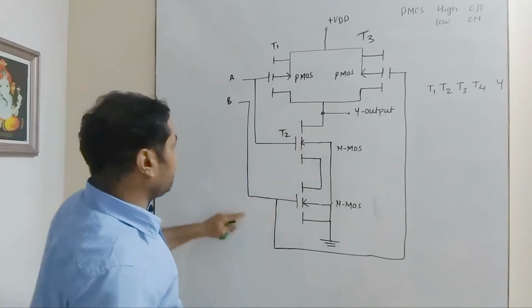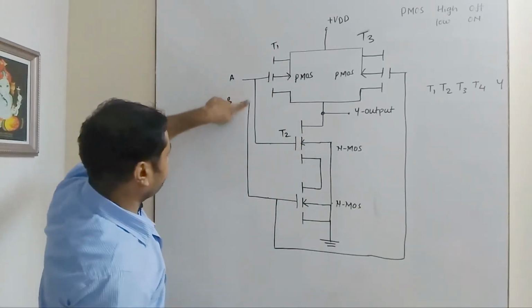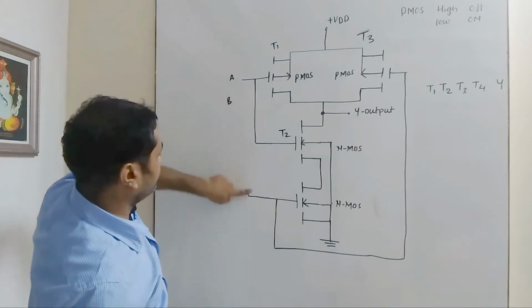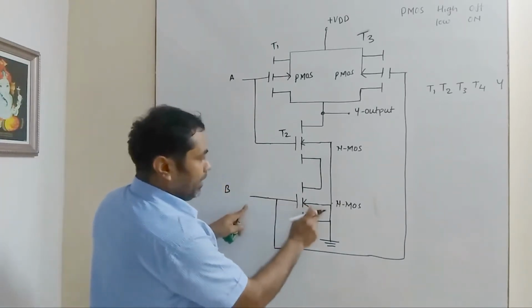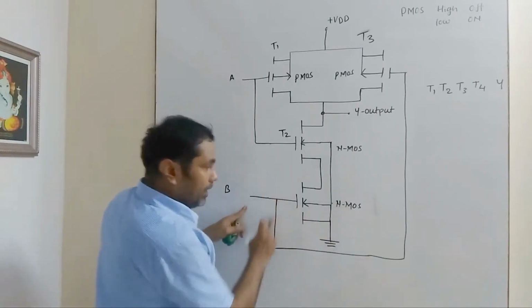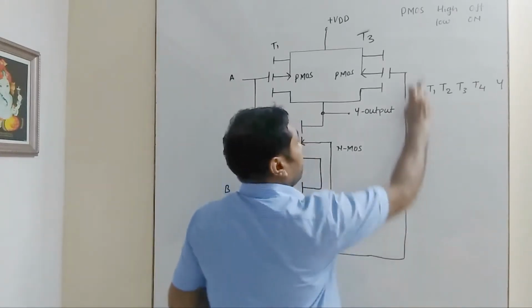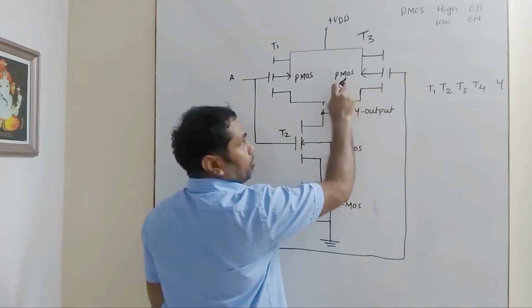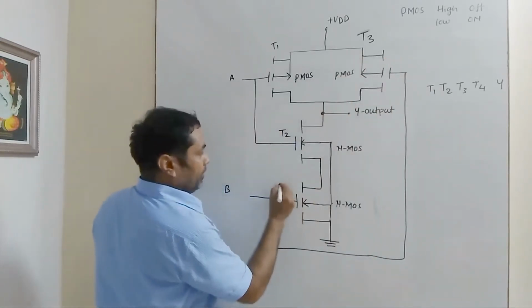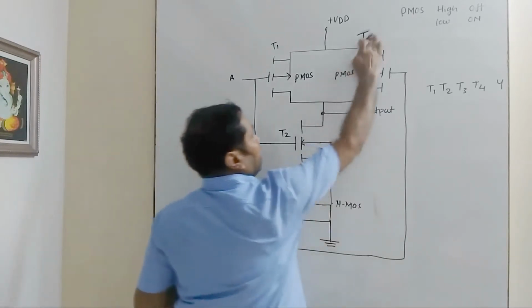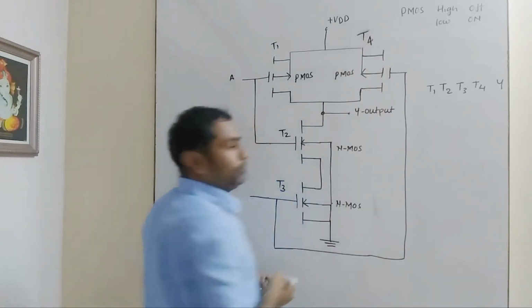The second complementary connection is B. Let this be your B. B is connected to NMOS here, and the same B is connected to the gate of this PMOS. So the second complementary connection is T3 and T4. I will call this T3 and this will be your T4.